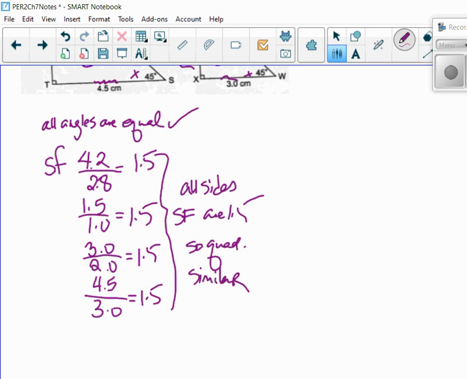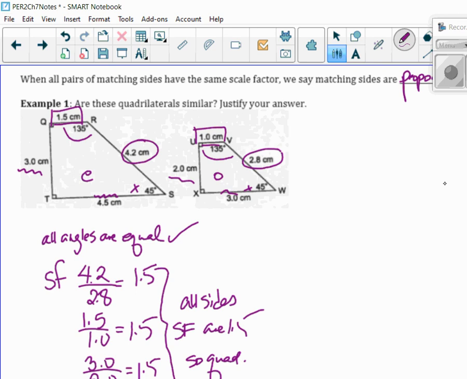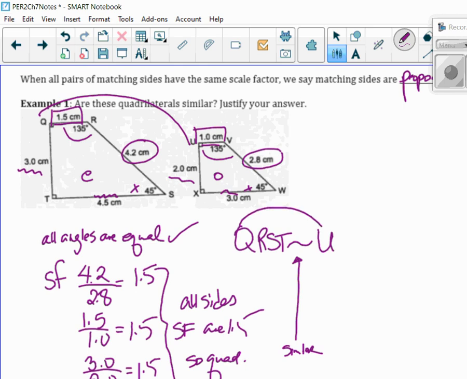So how do we actually state that? Well, I'm going to go from alphabetical QRST. I'm going to start with the first one, QRST, is similar. That symbol right there means similar, one little squiggle, whatever you want to call it. Now, here's the thing. When I state QRST, I need to do the corresponding order on the other one. For instance, Q corresponds with the U, so I've got to start with the U. Do you see the Q and the U are in the same spot?